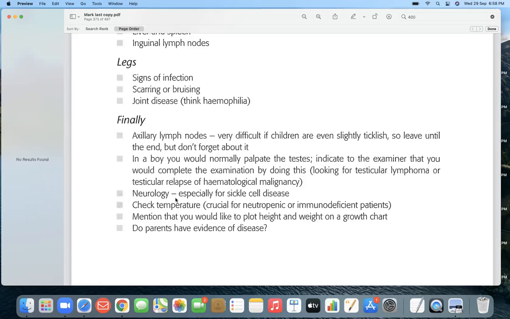Then neurology for sickle cell disease, temperature in case of neutropenic and immunodeficient patient, and plot height and weight on growth charts. Okay.